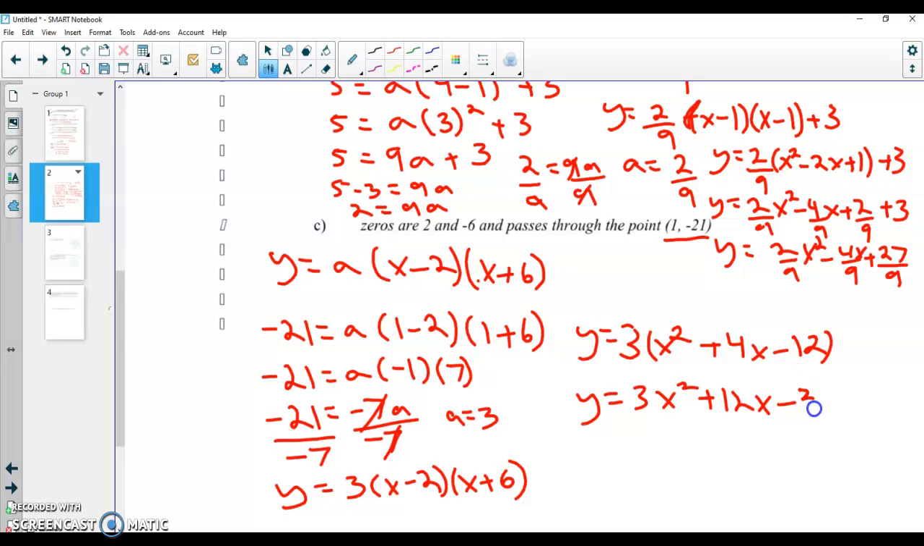And so in each scenario that we did here, we had different information provided, and based on the information provided, we were able to come up with either a vertex or a factored form, and then afterwards we were able to solve for the a using the appropriate point provided, plugging the appropriate parts of that point into the y or the x based on what that point was. And then we expanded either our factored form or vertex form to find the standard form.